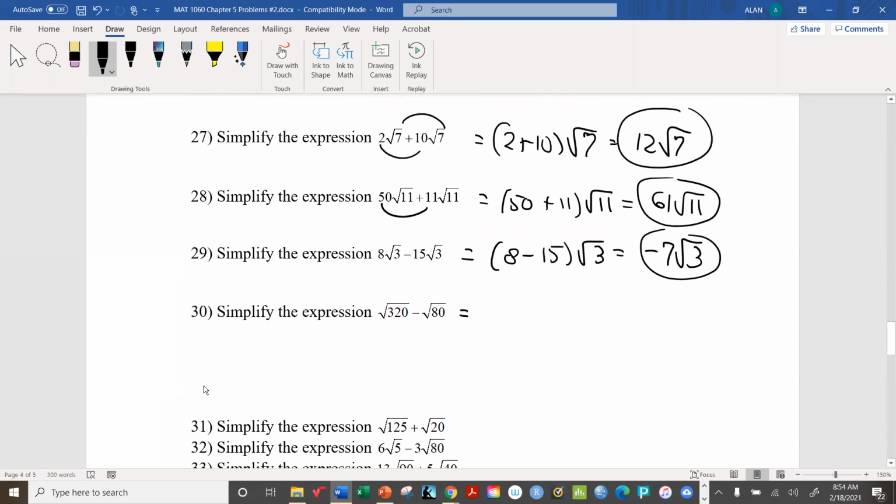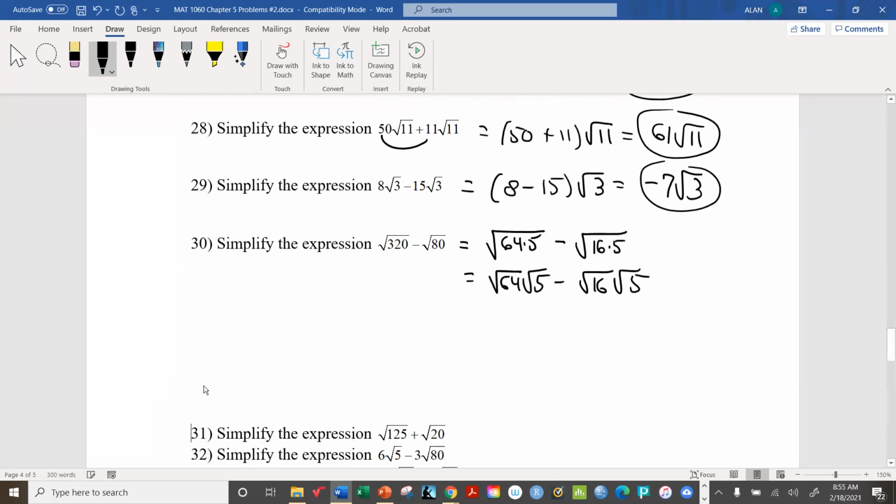320 is 64 times 5. And 80 is 16 times 5. So you've got here radical 64 radical 5 minus radical 16 radical 5. And you can see where this is going, I think. You've got 8 radical 5 minus 4. Oh my God, they can be combined and simplified at the same time. Nice.